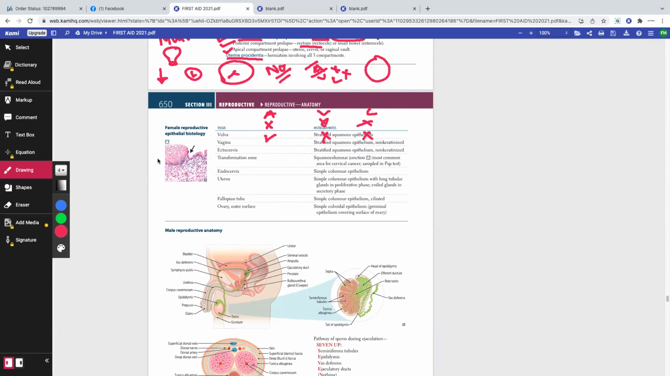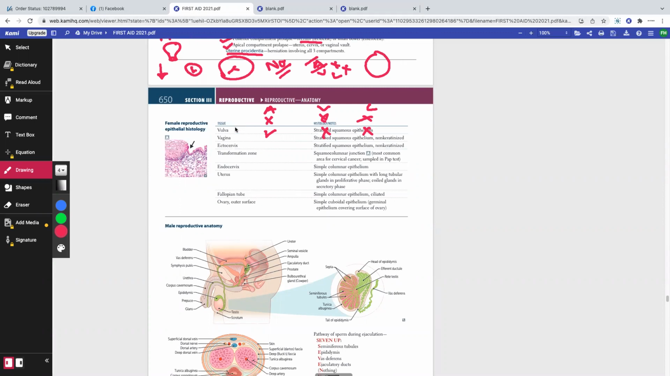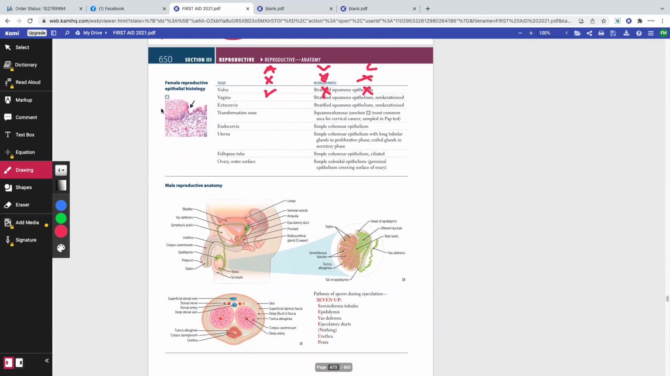Okay, now let's come down and talk about the female reproductive histology. Is everyone ready? Yes or no? Female reproductive epithelial histology. Is everyone ready? Okay. So let's talk about the female reproductive epithelial histology over here. We have the vulva, vagina, ectocervix, transformation zone, endocervix, uterus, fallopian tubes, and the ovaries. The way they're discussed is from downwards to upwards, right? So for example, let's say that this is the uterine structure.